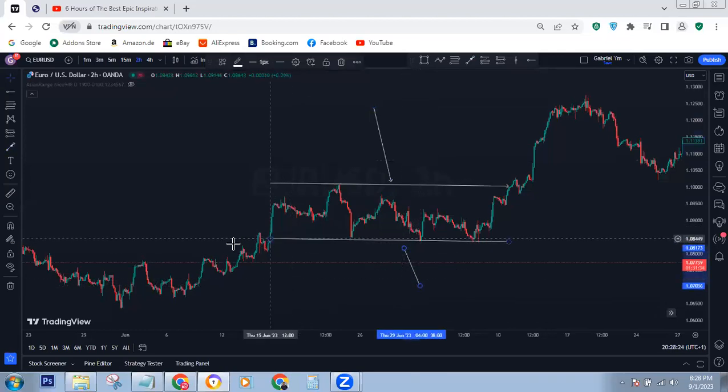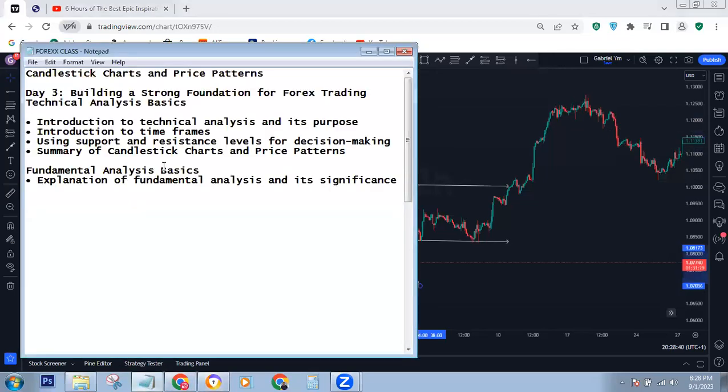At resistance, you buy. At support, you sell. That is the basic form of technical analysis.